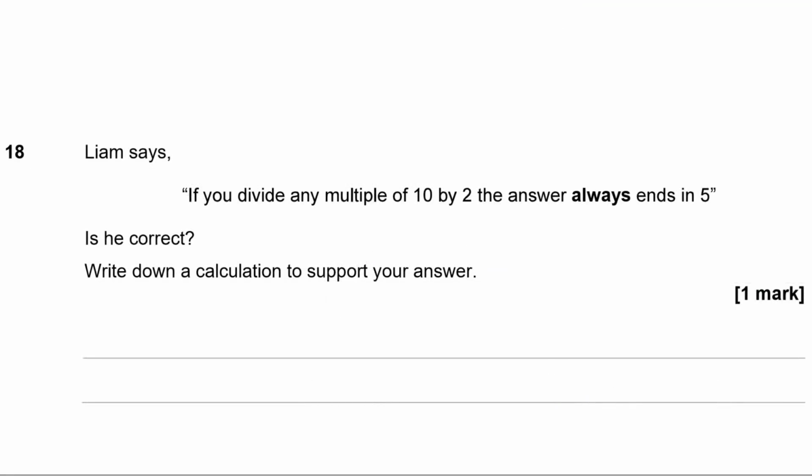Question 18 says, Liam says, if you divide any multiple of 10 by 2, the answer always ends in 5. Is he correct? Write down a calculation to support your answer. It's very easy to show that someone isn't correct as long as you can find one answer that says it's not correct. So if you take, for instance, 20, which is a multiple of 10, and divide it by 2, you're going to get 10. And 10 does not end in 5. So Liam is not correct.